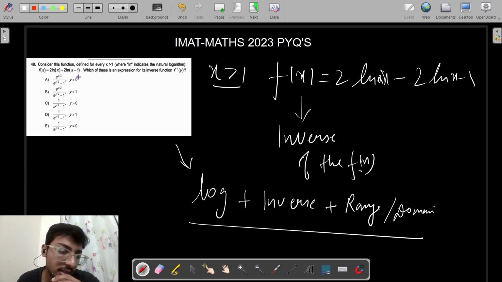So the difference is in the value of range. The first one says that the range will be greater than 0, and the second one says that the range will be greater than 1. So which one will be the correct option? So let's find this, right?